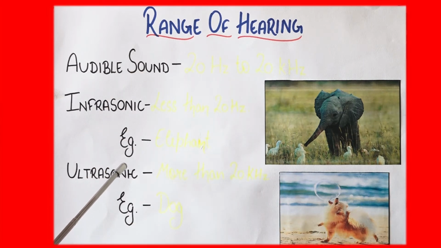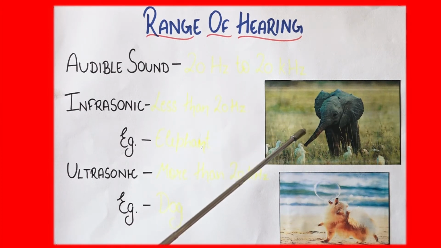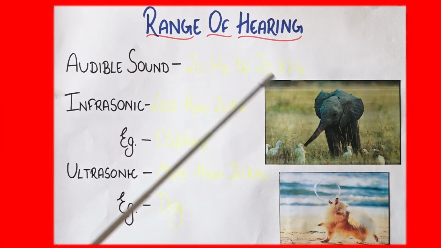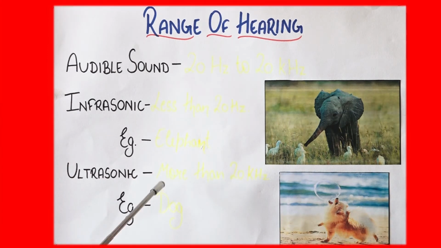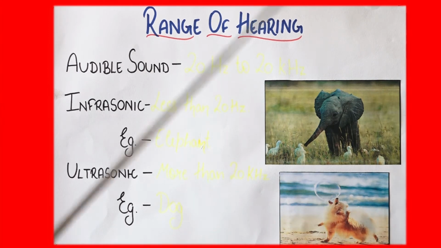Infrasonic sound is the sound with a frequency less than 20 Hertz, like that of whales, elephants and rhinoceros. Sound with a frequency more than 20,000 Hertz is called ultrasonic sound. It is produced by creatures like bats, dogs, birds and insects.